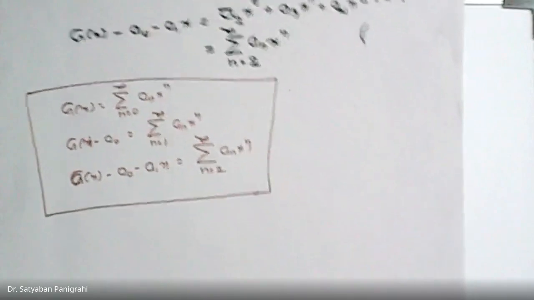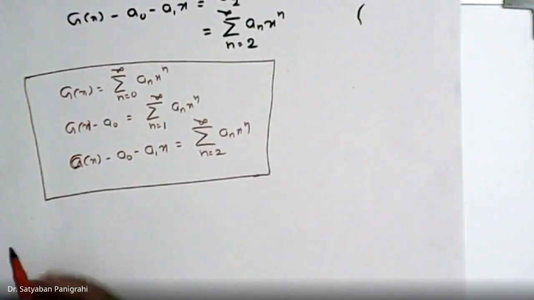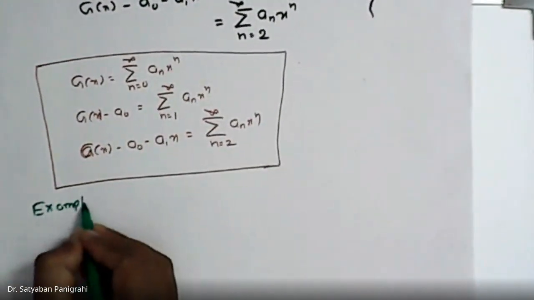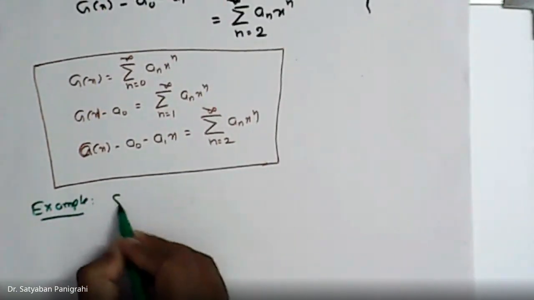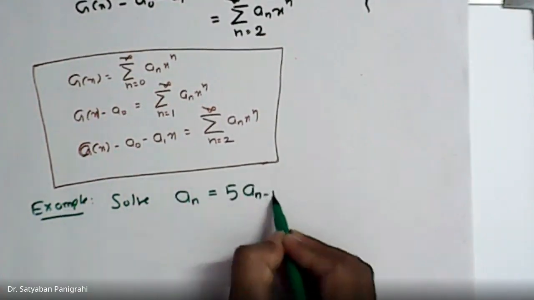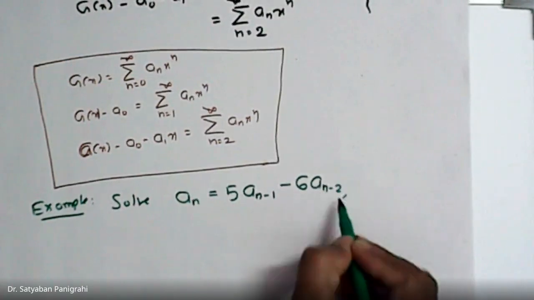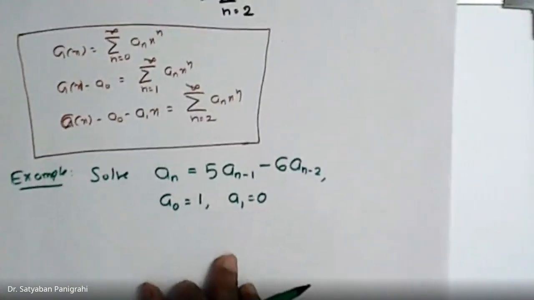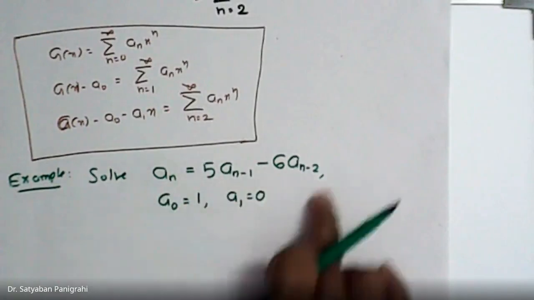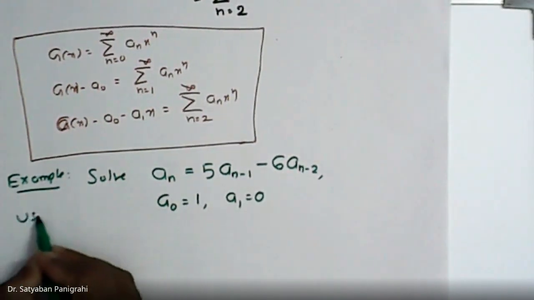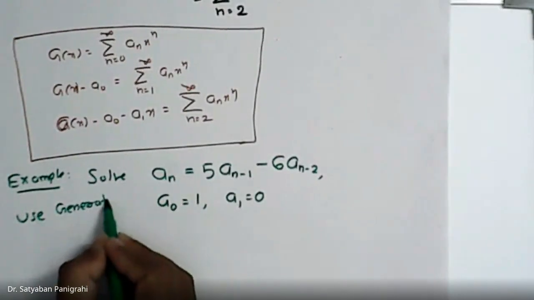Now knowing this, suppose I want to solve a recurrence relation using generating functions. Now you can consider this example. Suppose we want to solve a_n equal to 5 a_(n-1) minus 6 a_(n-2) with the conditions given, a0 equal to 1 and a1 equal to 0. I want to solve this recurrence relation using generating functions. Here we use the concept of generating function.